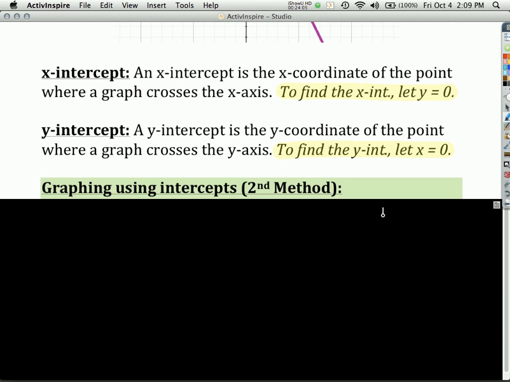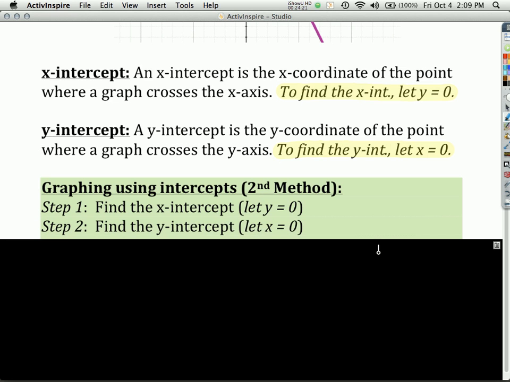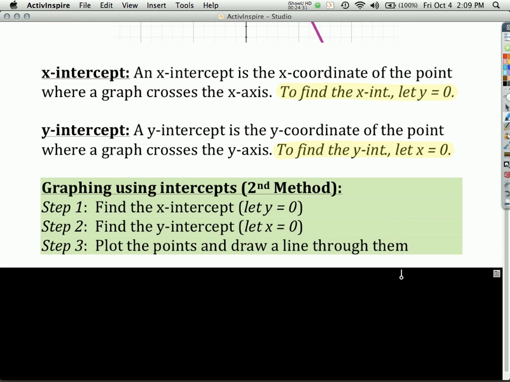So, graphing using intercepts. Step number 1, find the x-intercept. As I already said, to find it, we're going to turn y into 0. Step 2, find the y-intercept. To find that, we're going to make x into 0. Then, plot the points and draw a line through them. And then we will have a graph. Are there any questions so far?